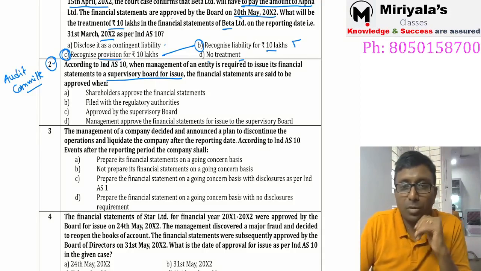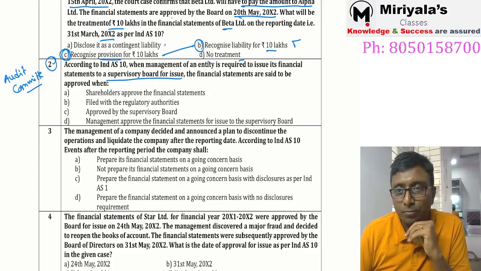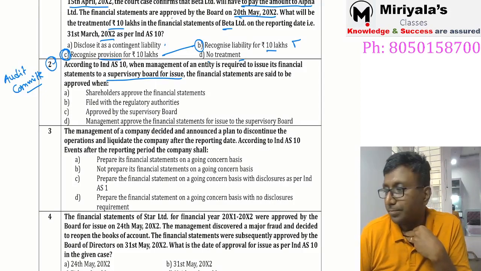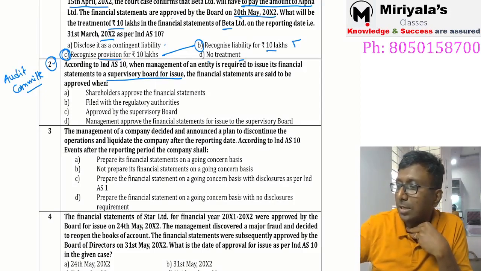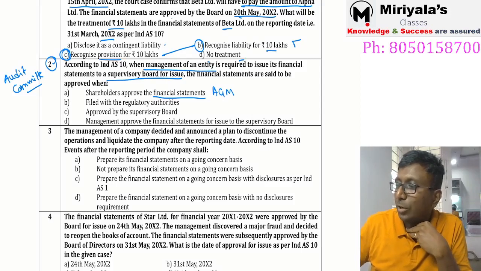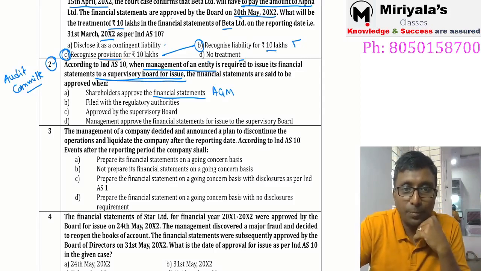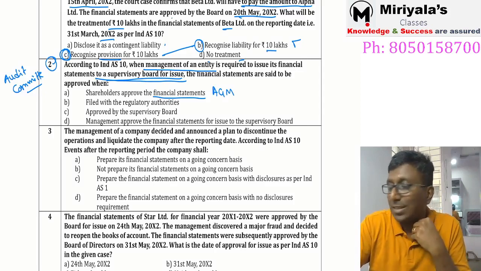Shareholders' approval is the final approval, that is the AGM. But approval by the board of directors is what we told. So that is not correct. Yes, what about others? A is not the correct answer because shareholder approval is nothing but the AGM. The management of the entity is required to issue its financial statements to a supervisory board for issue. First, the board of directors will approve it, then we will give it to the supervisory board. I hope you understood what I am trying to say. So what is the right answer?